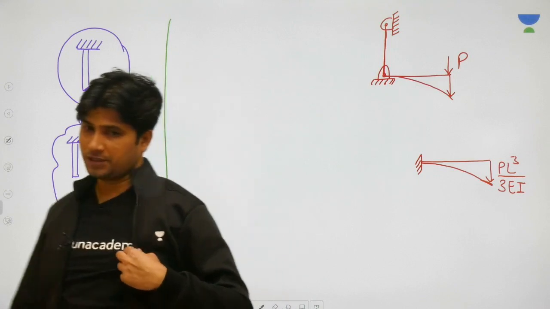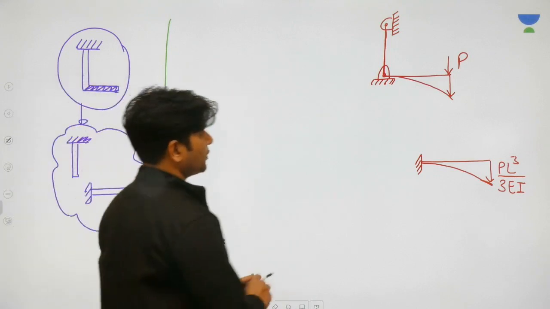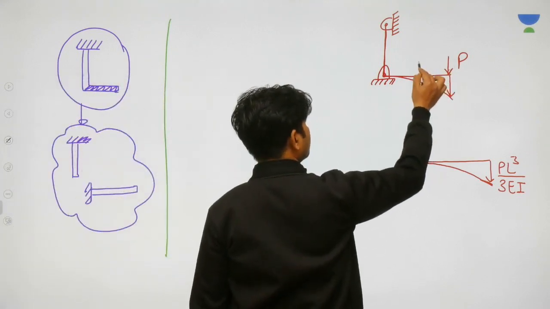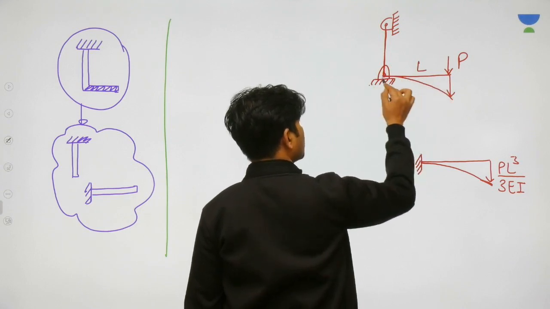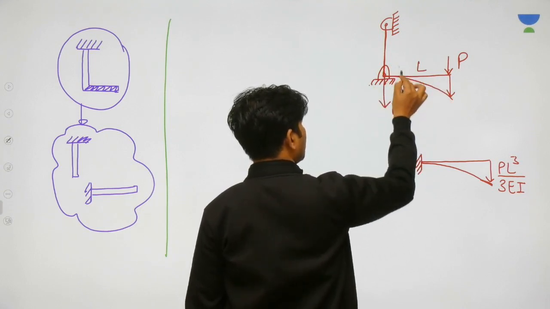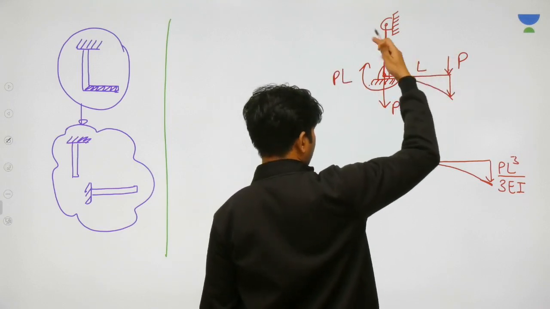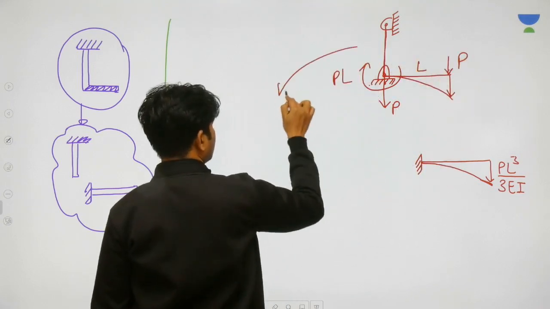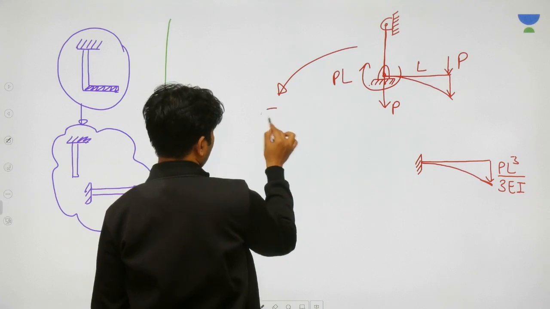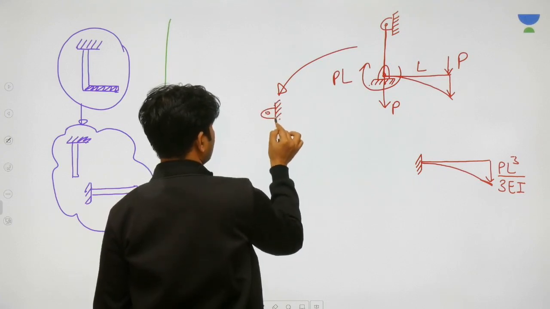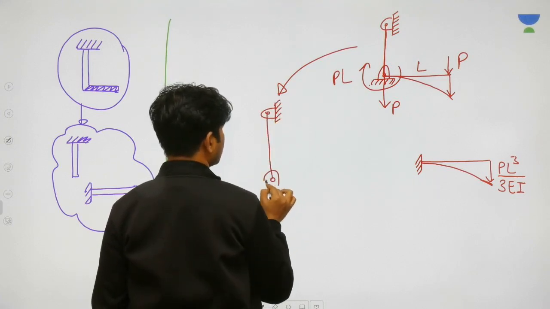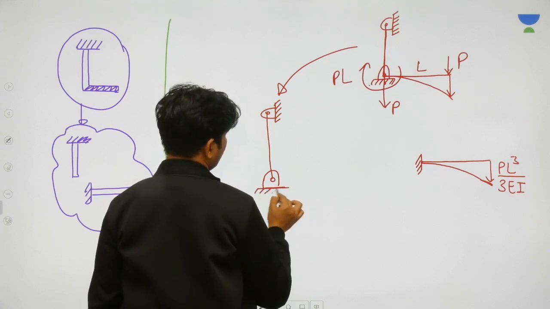Now transfer this P here. And if you transfer this P here, you'll get P and you'll get P into L. And remove that much beam, and just think about this simply supported part.